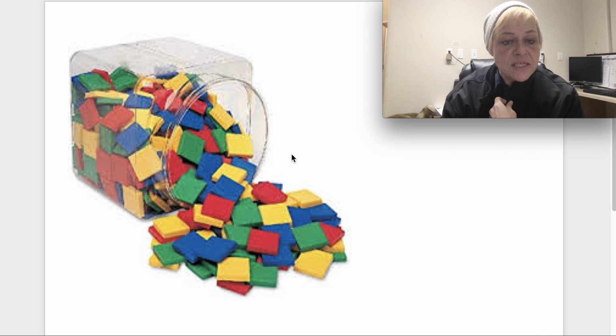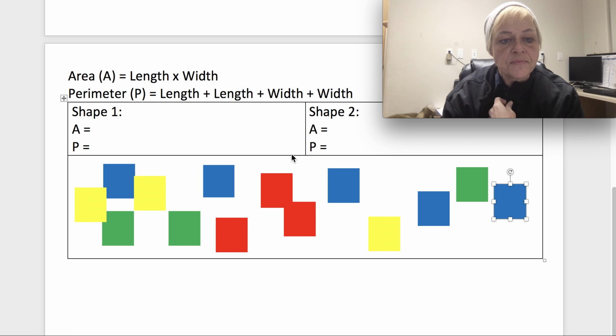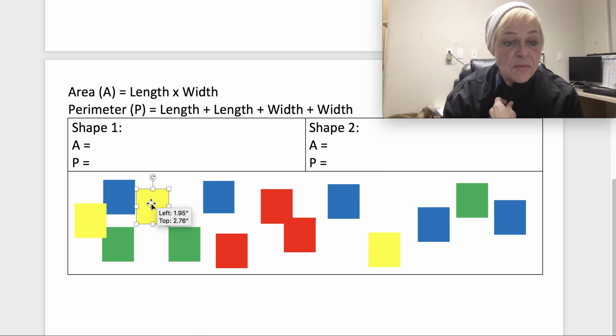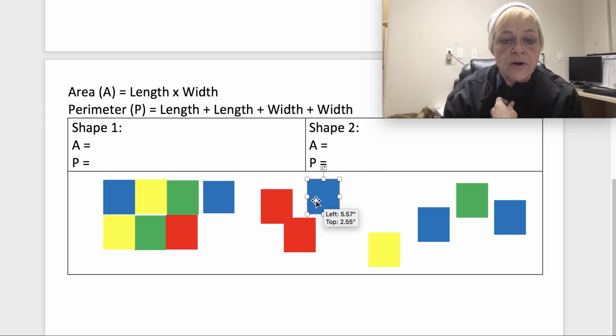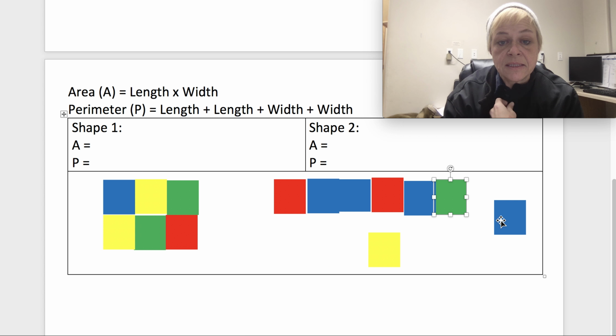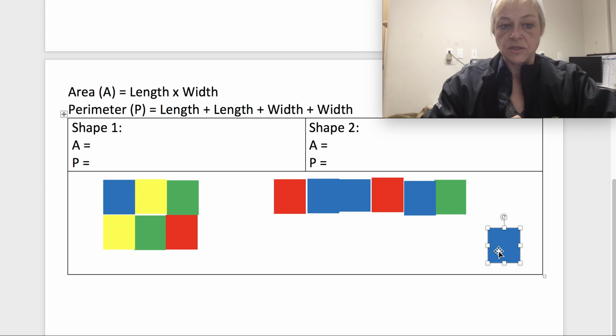So today I'm going to use these tiles, and I'm going to make two shapes that we're going to measure. I don't have any colored tiles here, so I just made some on my Word document. I'm just going to make a shape here, and then I'll come over here and make another shape here. These are not going to be perfect because I'm just using the trackpad on my laptop. Let's just do that. We can get rid of these extras here.